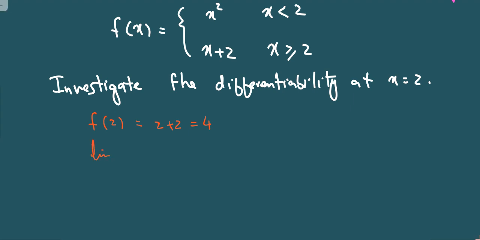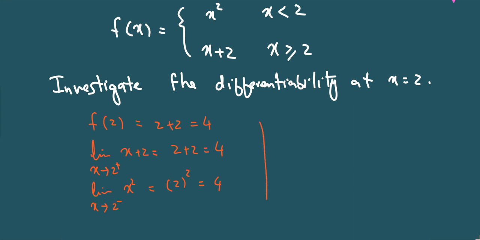This is the limit as x tends to 2 from the right side. So the function would be, if x is greater than 2, then it would be x plus 2. So it is again 2 plus 2, which is 4 again. Now let's check its left side limit. In this case it would be x square, because x is lesser than 2. When x is lesser than 2, f is defined by x square. So it would be 2 raised to the power of 2, which is again 4.